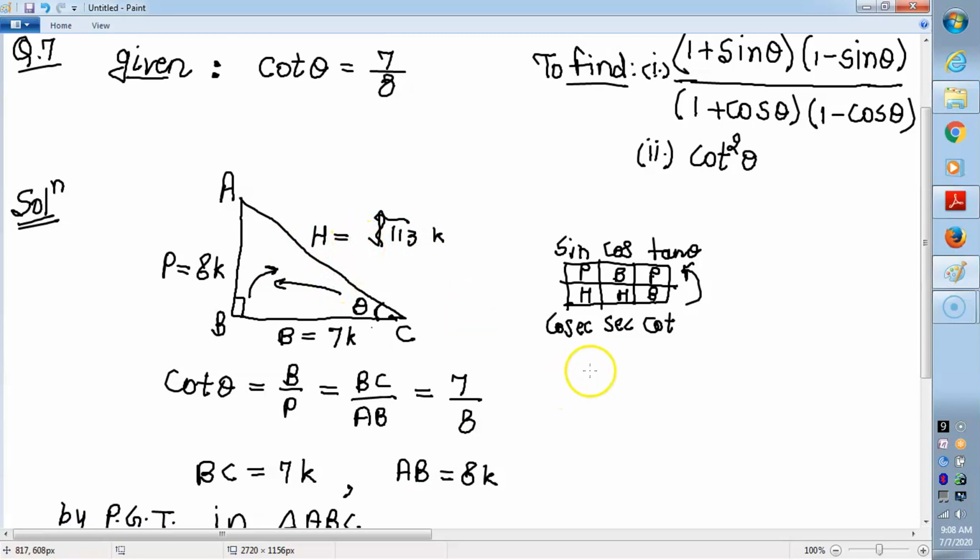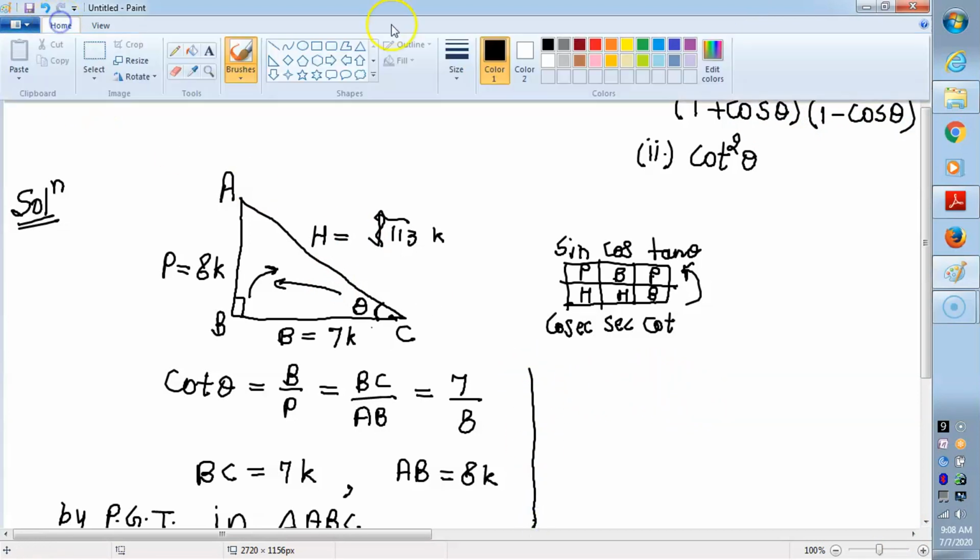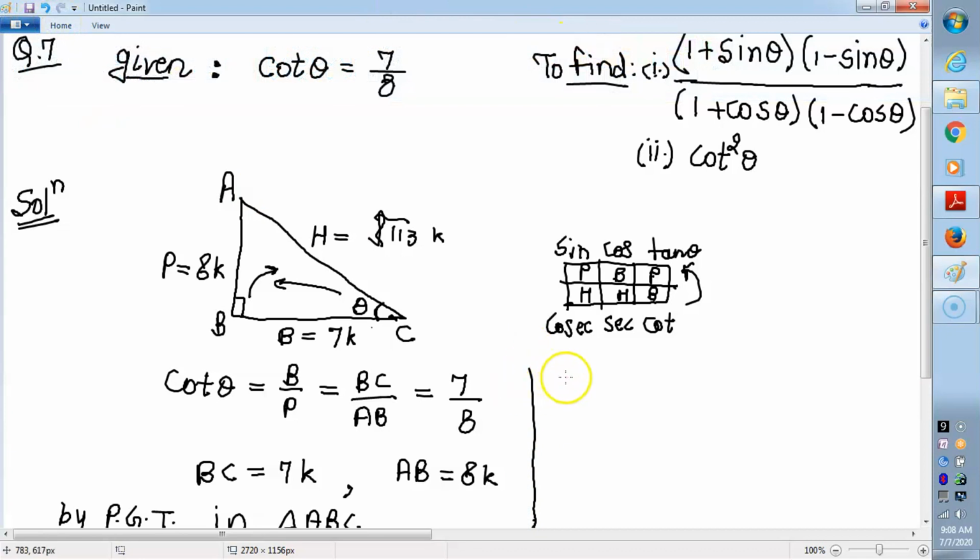Now, which values do we have to evaluate? (1 plus sin theta)(1 minus sin theta) upon (1 plus cos theta)(1 minus cos theta). So let's write sin theta and cos theta first. Now, what about sin theta? From the small table we can decide, sin theta is perpendicular upon hypotenuse. Now what is the perpendicular in our diagram? AB.